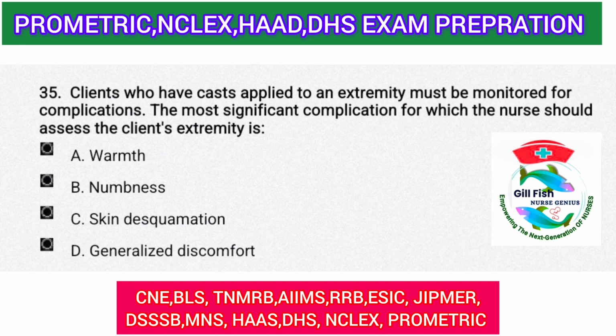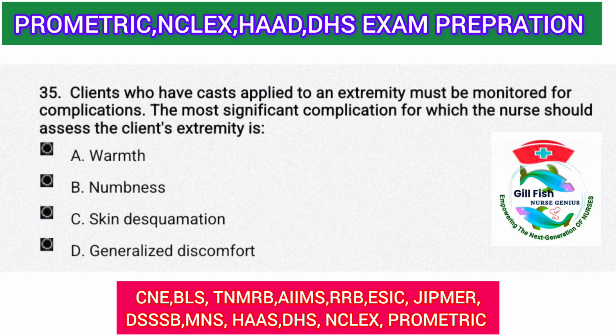A client who has a cast applied to an extremity must be monitored for complications. The most significant complication for which the nurse should assess the client's extremity is: option A warmth, option B numbness, option C skin deformation, option D generalized discomfort. What is the question here? Complications of cast application.